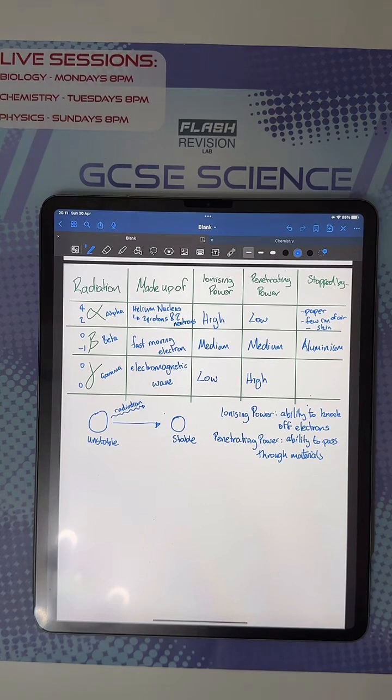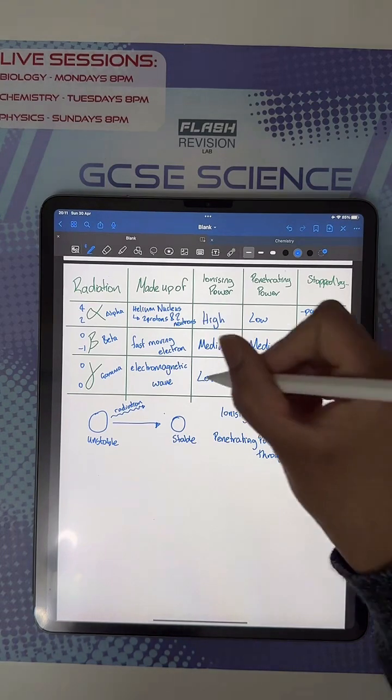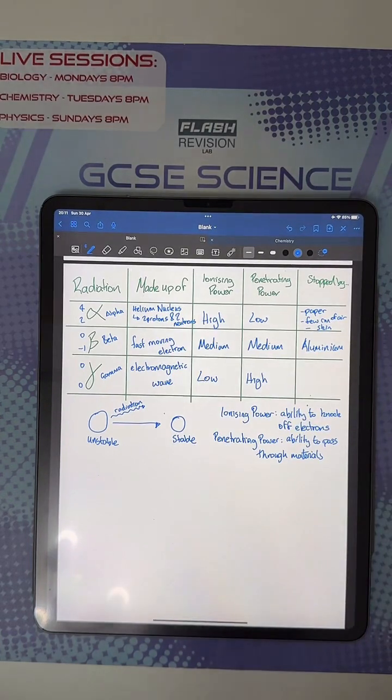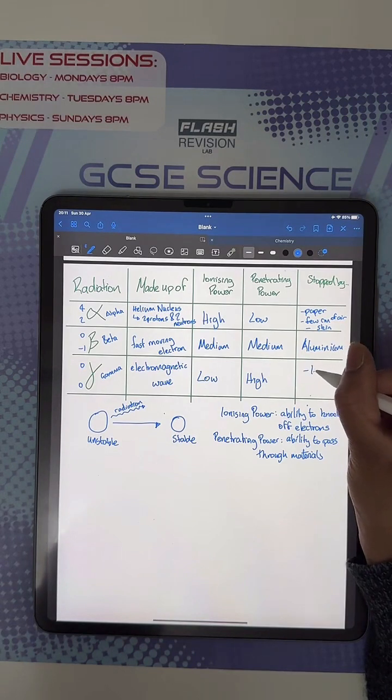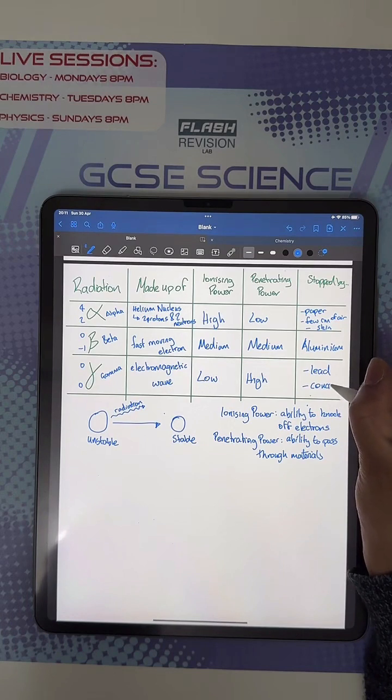You need to know about beta minus decay for AQA. There's beta plus decay as well, that's just for people who learn EdExcel. That's something called a fast-moving positron. But yeah, not for AQA. So yes, gamma is stopped by lead and concrete. Thank you very much.